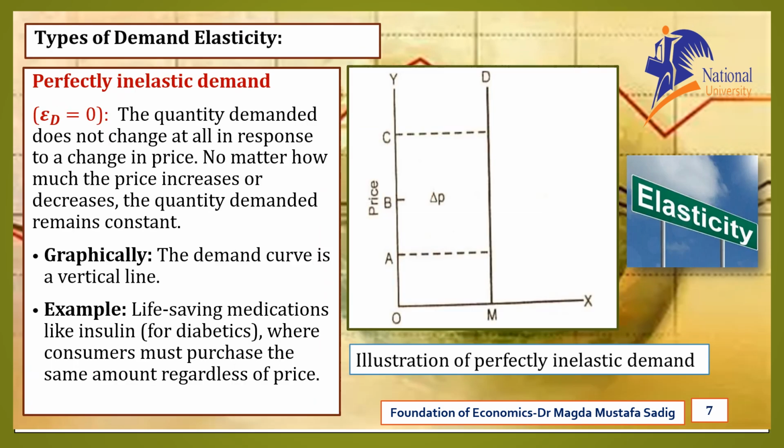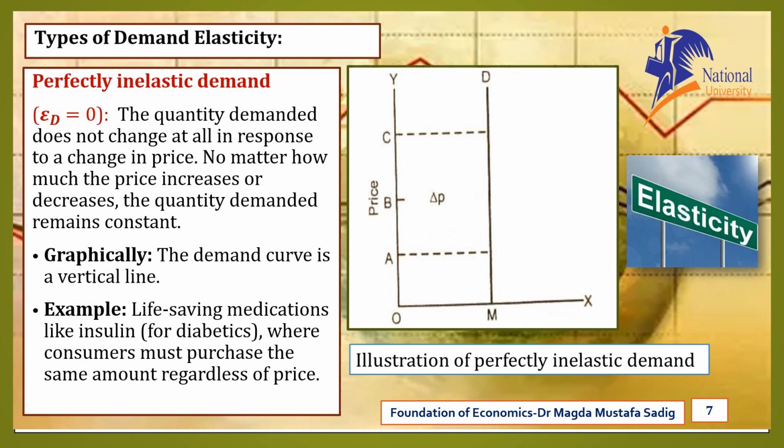Let us come to perfectly inelastic demand. So here, perfectly inelastic demand happens when the quantity of a product people want to buy stays the same, no matter how much the price changes. Imagine a vertical demand curve, as appears in the illustration of a perfectly inelastic demand curve, where the demand curve is a vertical demand curve.